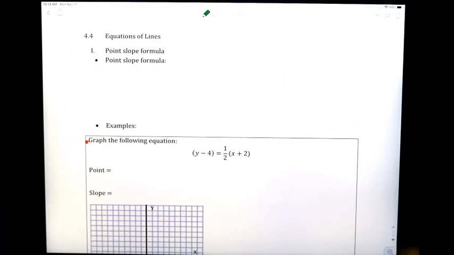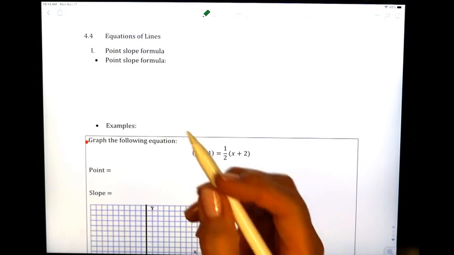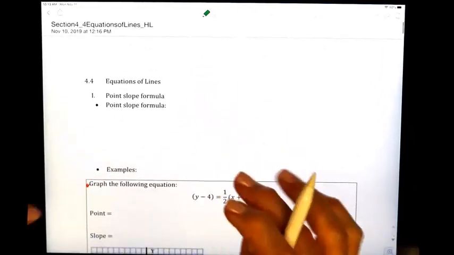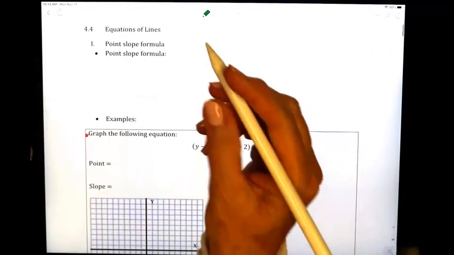Hello, this is Susan Poss at Spartanburg Community College, and I want to talk with you today about using the point slope formula to graph lines. So the first thing I need to do is tell you what the point slope formula looks like.